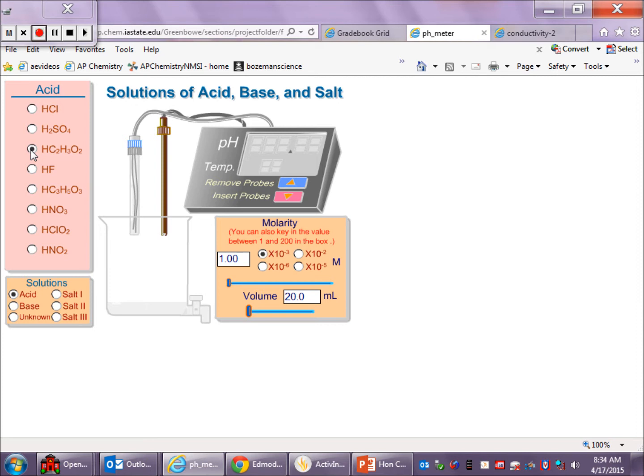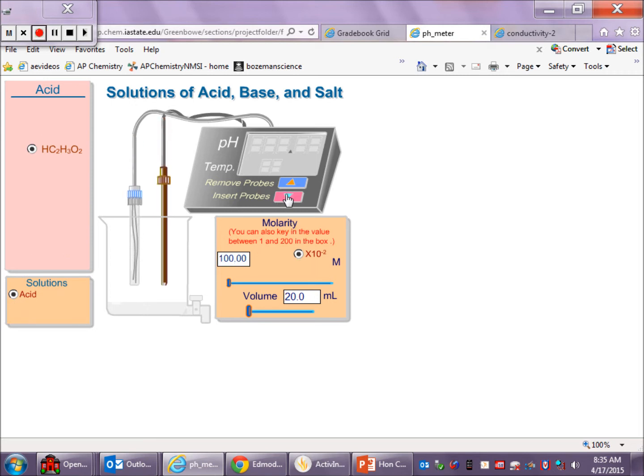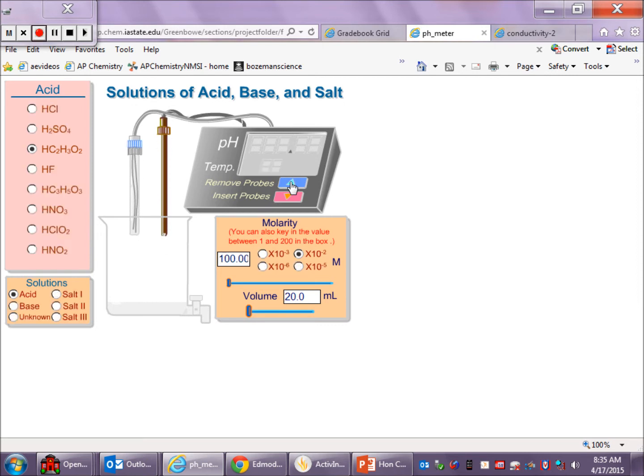Next, instead of hydrochloric acid, I'm going to measure the pH of acetic acid. Vinegar is the same thing as a solution of acetic acid. And I'm going to compare the exact same concentration. I will start with 1 molar acetic acid, 100 times 10 to the negative 2, and check the pH. And I see the pH is 2.37. I'm going to dilute my acetic acid.